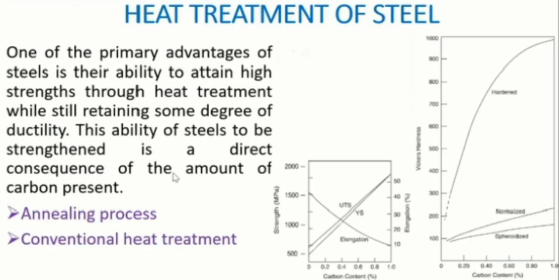So we start with heat treatment. What is heat treatment? And then we look at heat treatment of steel. One of the primary advantages of steel is the ability to attain high strength through heat treatment while still retaining some degree of ductility. So from this first sentence, you know that heat treatment is basically used to improve the property of alloys. But in this case, since we are looking at steel, it means of steel. This ability of steels to be strengthened is a direct consequence of the amount of carbon content.